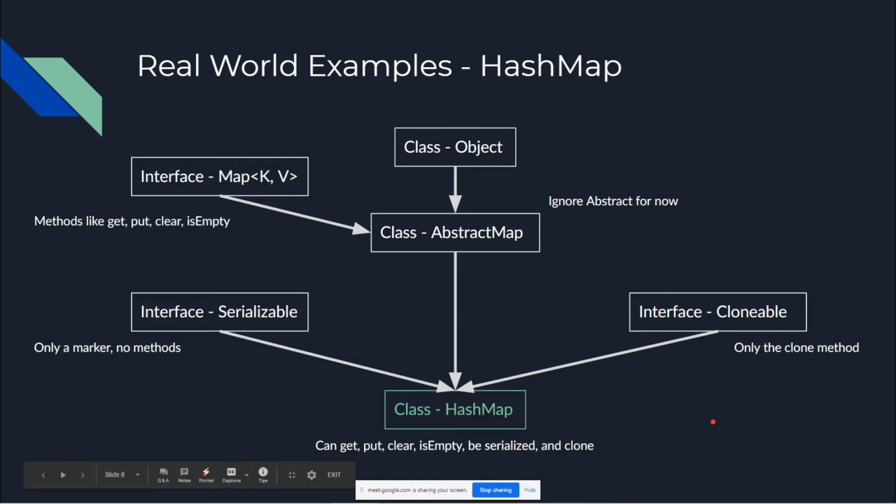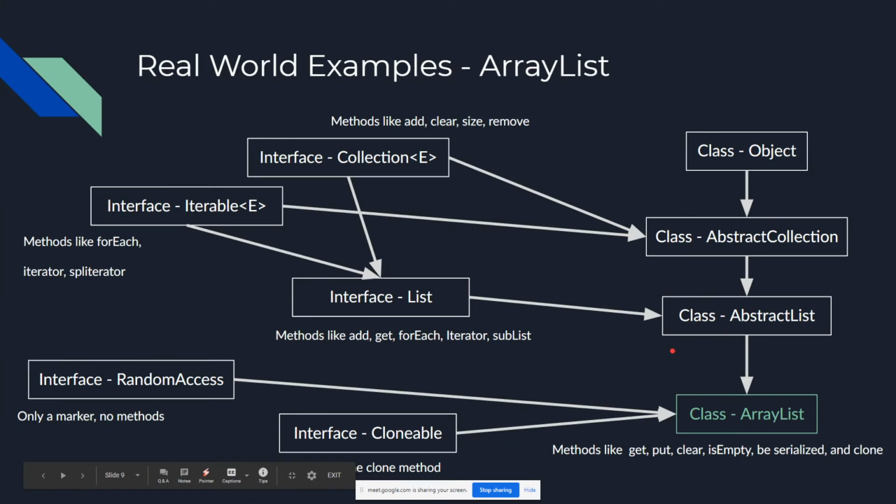Okay, so let's get a little more complicated. Last week we also talked about ArrayList, and the same thing that we did for hash map, we're going to do for ArrayList here. It's just a little bit more complicated. So we have our base object just like before, and then we have our collection interface and our iterable interface. Now, collections guarantee that you can add to the collection, clear all the entries from the collection, check the size of the collection, and remove items from the collection, right? Those are the collection behaviors.